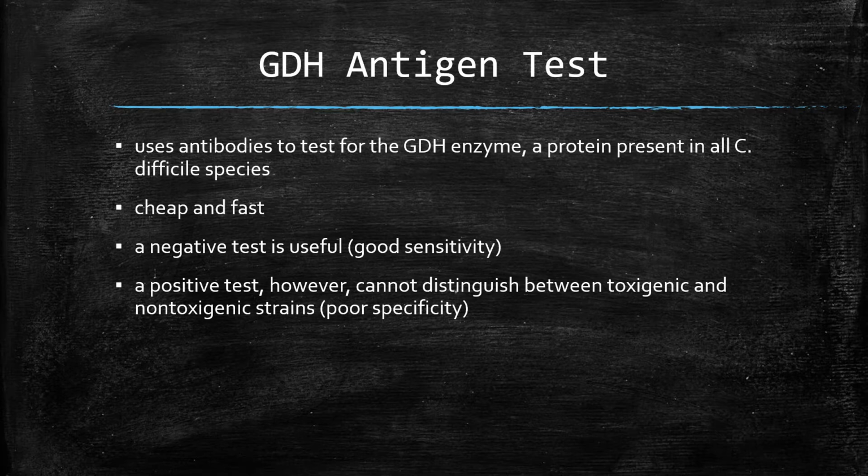Of the several tests we'll talk about, they all have the advantage of being cheap with a very fast turnaround time. Generally, you can get results back within 1 hour or so. One possible approach is to use a GDH Antigen Test. This basically looks for antibodies for a specific enzyme that is present in all C. difficile species. This is a useful test because a negative test means that you're very unlikely to have C. difficile infection. A positive test, however, isn't so useful because it can't distinguish between the toxigenic and the non-toxigenic strains. In other words, it has poor specificity.